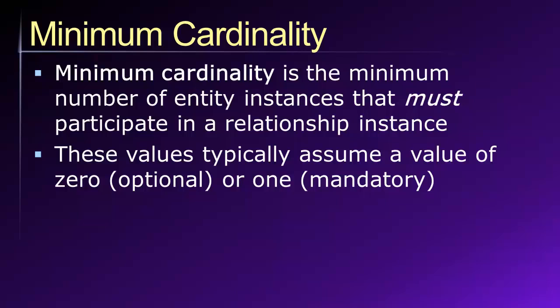By contrast, minimum cardinalities are typically specified as 0 or 1, where 0 would indicate an optional relationship, and 1, as the minimum cardinality, would indicate a mandatory relationship. Remember that a minimum cardinality refers to the minimum number of entity instances which must participate in the relationship. The relationship might be optional, or it might be mandatory, 0 or 1.